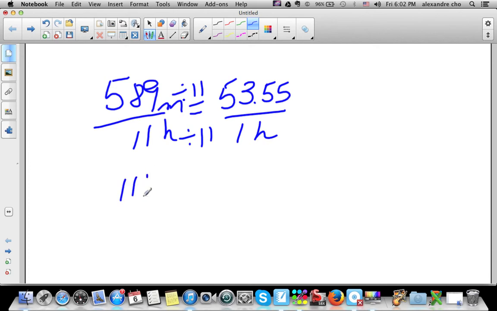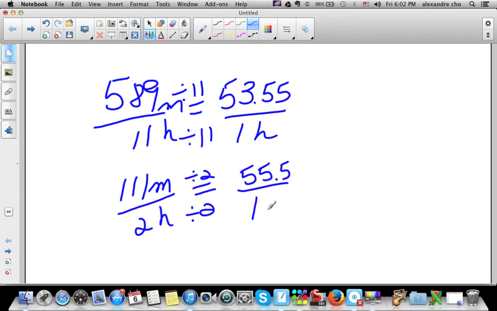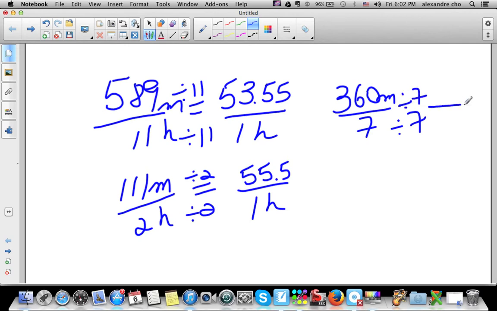Let's do the second one, 111 miles in 2 hours. This one's easier. Divide top and bottom by 2, and you're going to get 55.5 in 1 hour. And then we have a third one, 360 miles in 7 hours. Divide top and bottom by 7 because you want to get the unit rate, and you're going to get 51.42 miles in 1 hour.